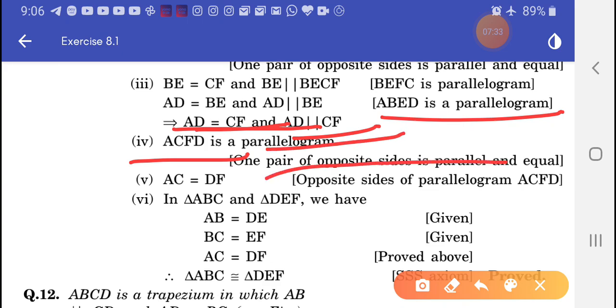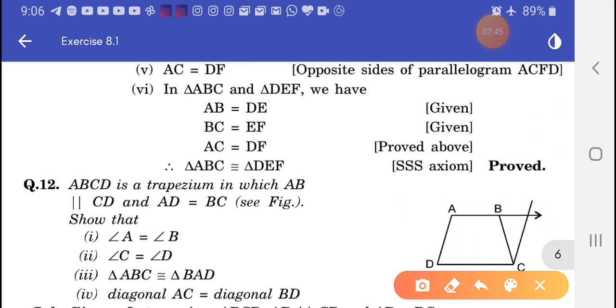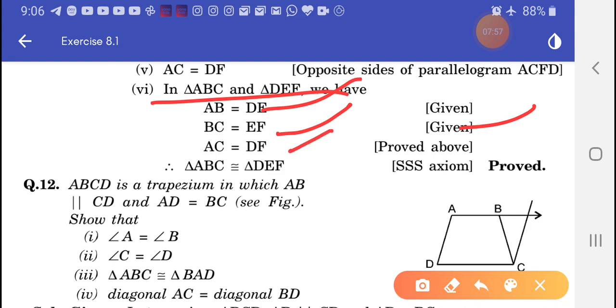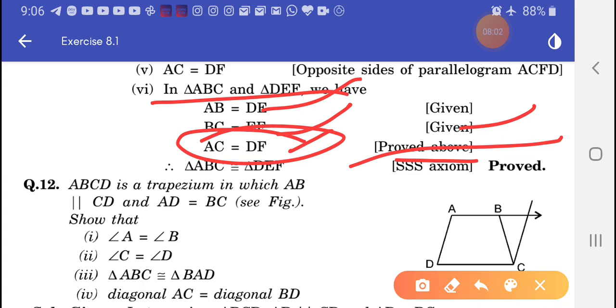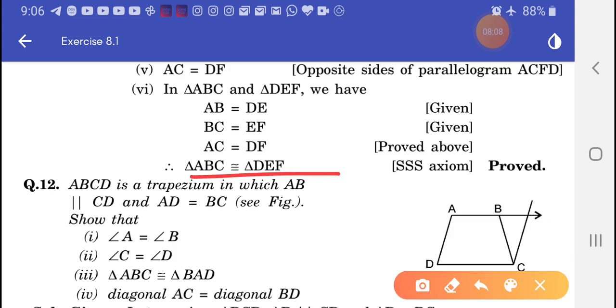One pair of opposite sides is parallel and equal, then we can say ACFD is a parallelogram, then AC equal to DF and AC parallel to DF. Now last part is in triangles ABC and DEF, we have AB equal to DE given, BC equal to EF given and AC equal to DF. Now by theorem we have to prove. Now triangle ABC is congruent to triangle DEF, by side-side-side congruency rule.